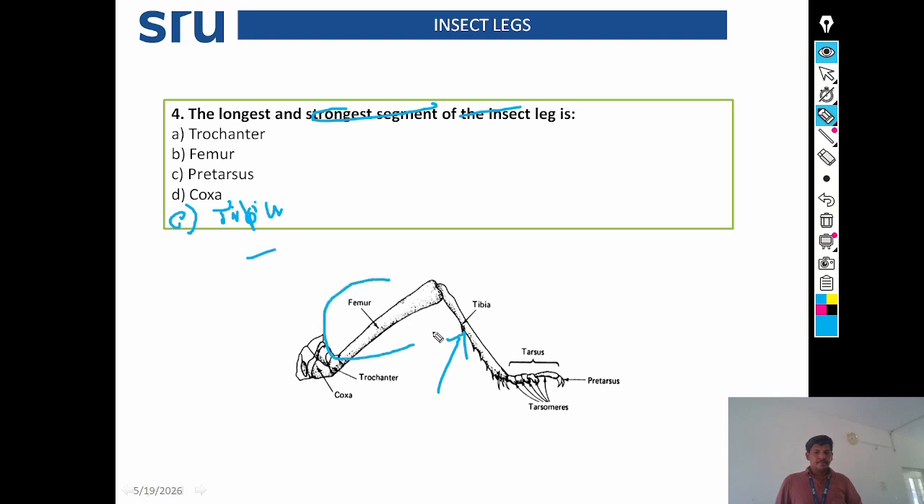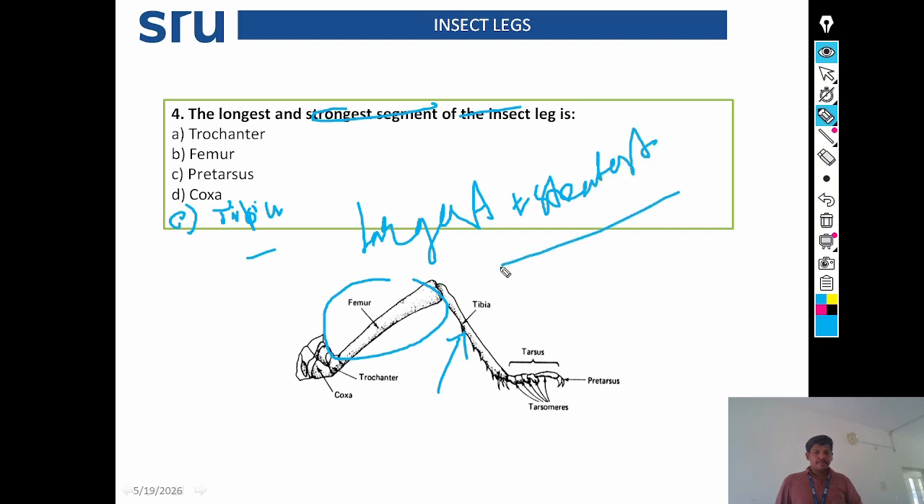Then what about femur? This is the largest and stoutest. The largest and stoutest segment of insect leg is femur. It provides power for walking, jumping, and running.